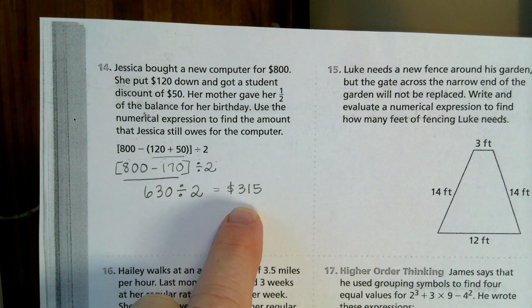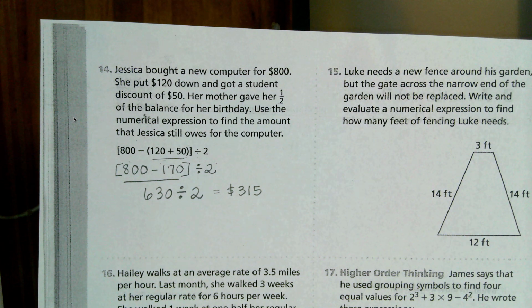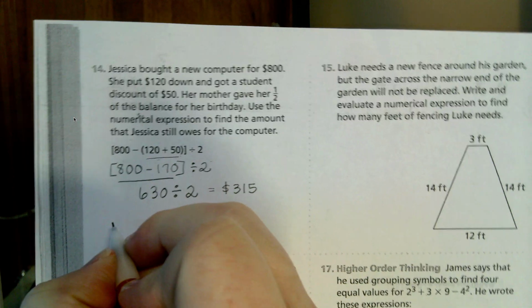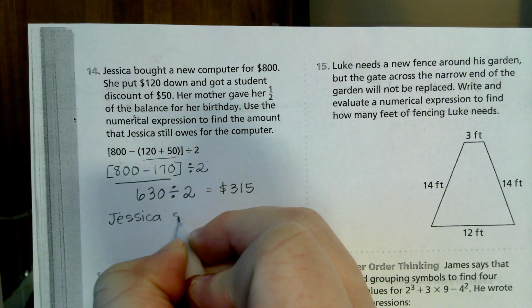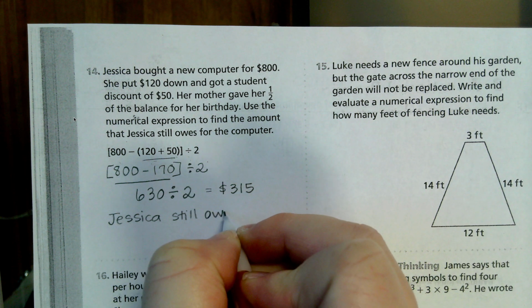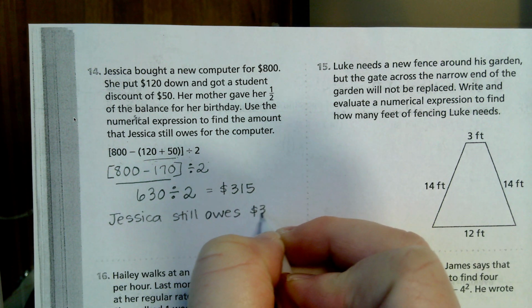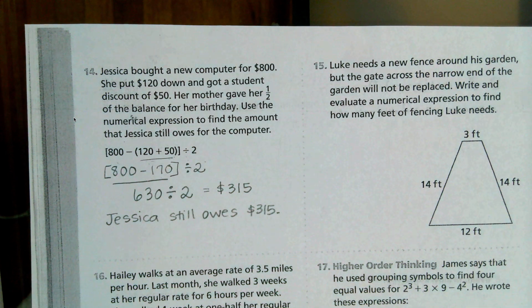If you don't know, remember how I taught you earlier in the year: read that last sentence. Everybody do that right now. Stay awake, Kezzy, stay awake. Read that last sentence of that paragraph. What does that $315 mean, Lydia? Yes. So I would say Jessica still owes $315. Okay?